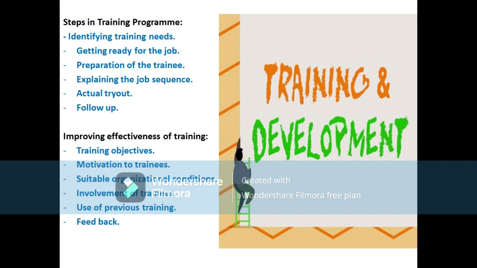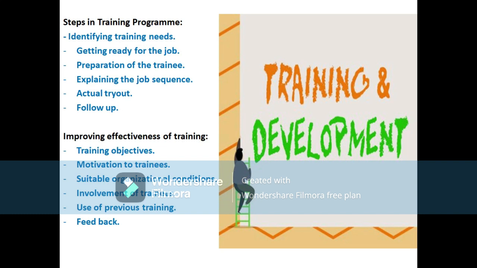So here, what were the steps that were included in the training program? Means identifying training needs, getting ready for the job, preparation of the trainee, explaining the job sequence, actual tryout, follow up. All these can be seen in the process of training program. So definitely a training program should be prepared to suit the needs of the organization. The objectives of the training program should be determined, and then it should be prepared as per the needs.